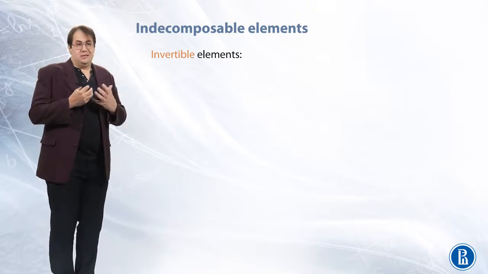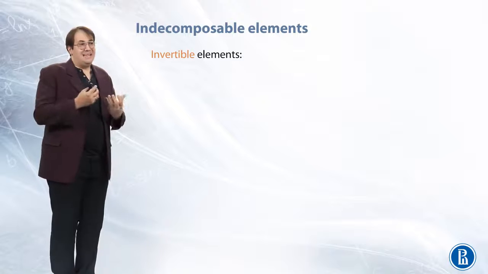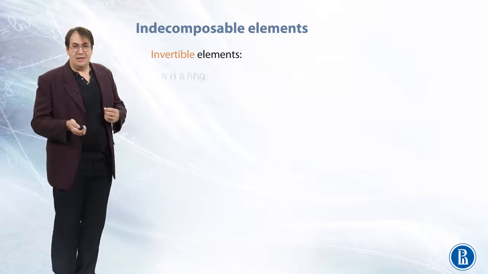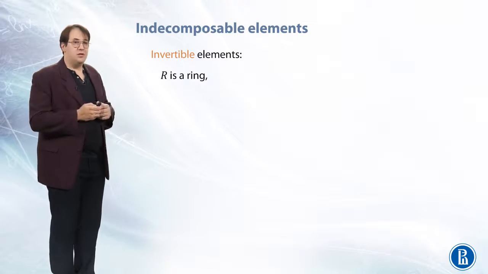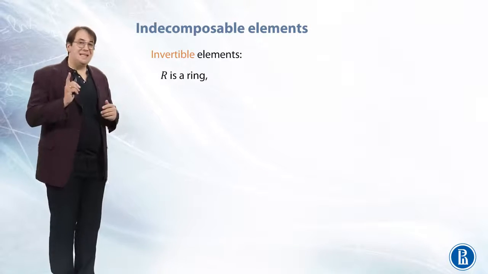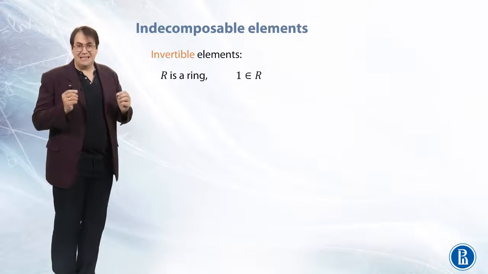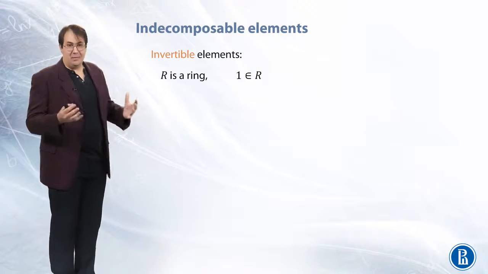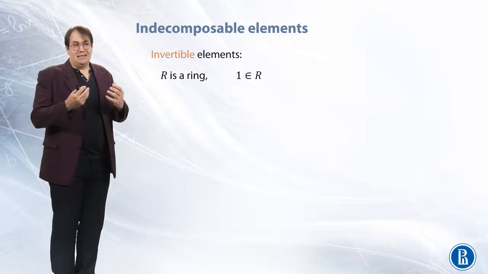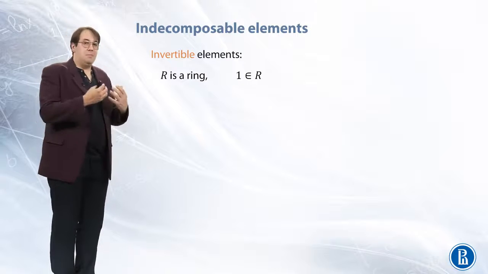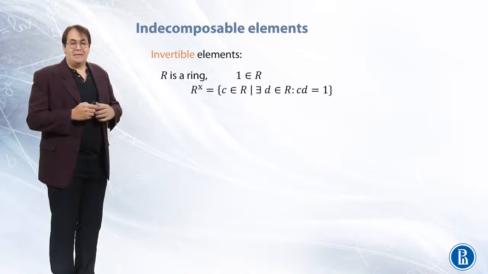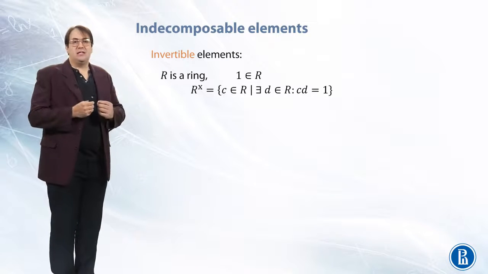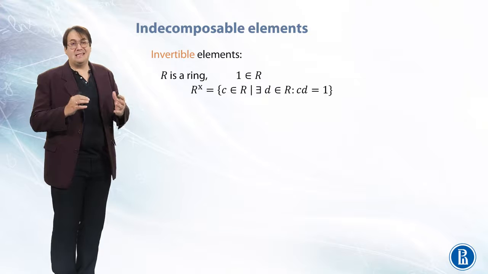Well, an element is invertible if it has another element such that their product is equal to 1. Let's just take a look. So we consider an almost arbitrary ring, but we need this ring to have a unit inside it, which is just an element such that any other element multiplied by this unit is still the element that we initially multiplied by this unit.